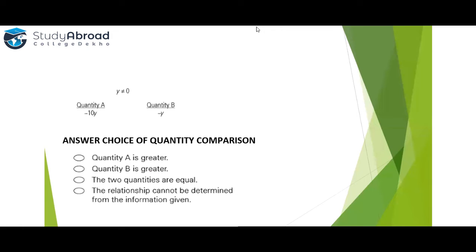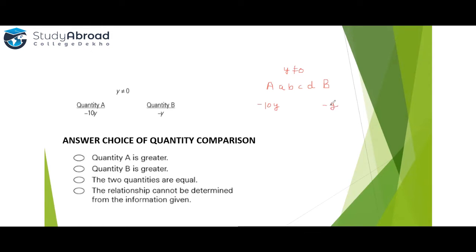Now, for these types of quantity comparison questions, you will be provided a scratch paper in your GRE exam. Your scratch paper should look like this. This is my quantity A. These are my answer choices A, B, C, D. This is quantity B. Now, this is my condition: y is not equal to 0, with quantities minus 10y and minus y.